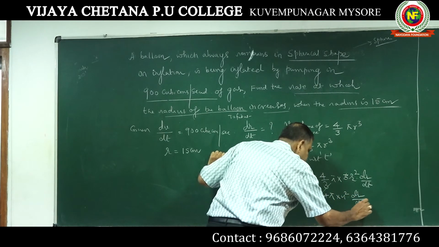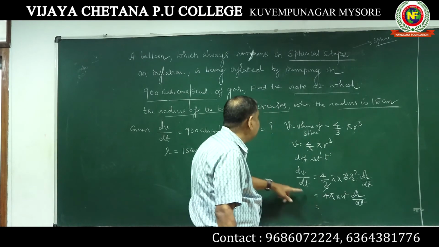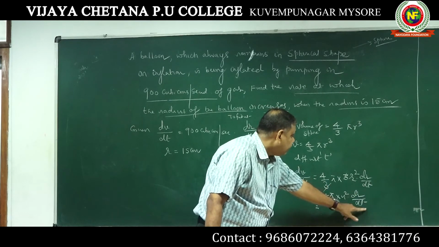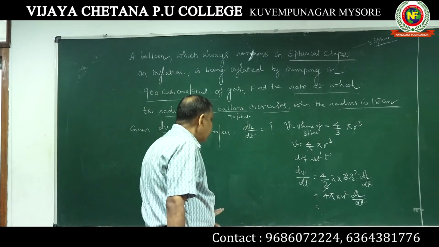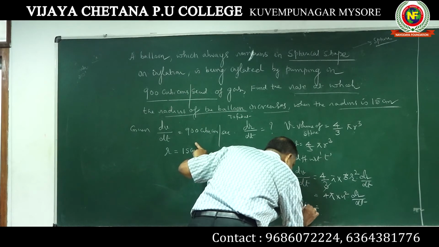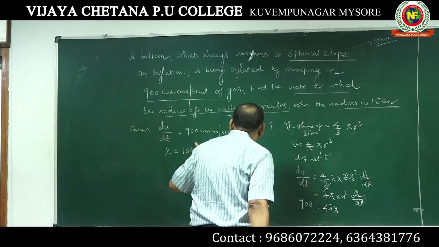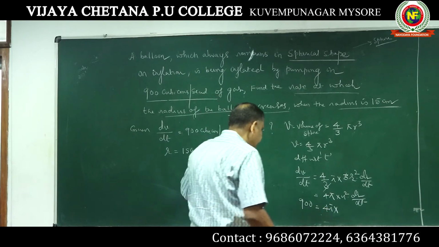Substitute. 4 pi is there. What do you have to substitute? R you don't know? No, r is given. You have to find dr by dt. dV by dt is given, dV by dt is 900. Put 900, write 4 pi. R is given, so also write down 15 square.